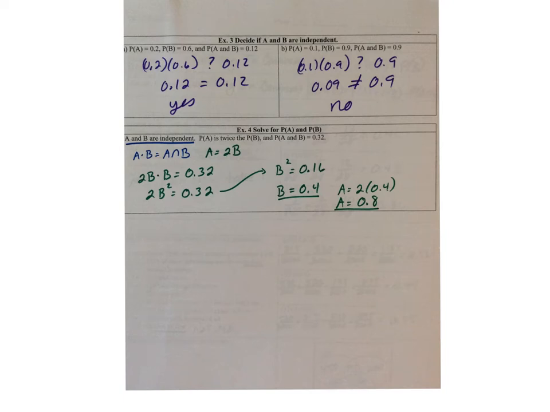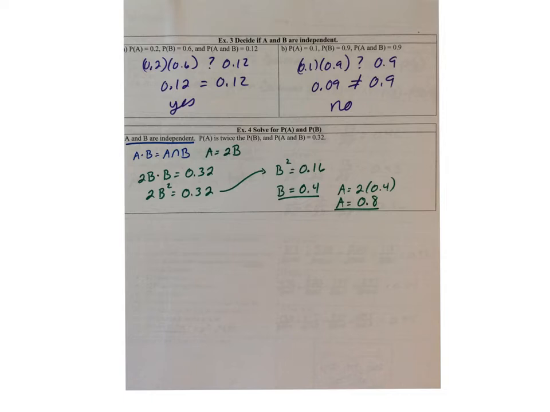Alrighty, here we are, independent versus dependent, page 2. And this is using that second part where we had the formula that said two things are independent if the probability of A times the probability of B equals the probability of A and B. So we're going to use that and check to see if they're independent or not.